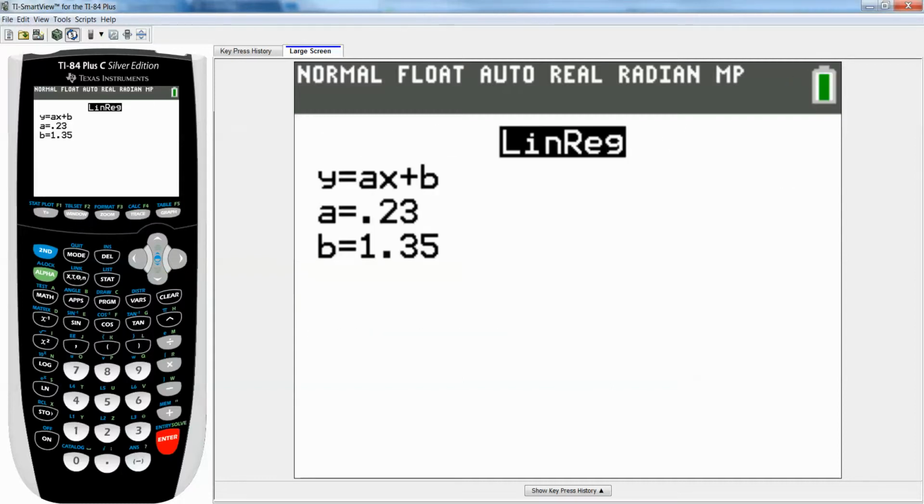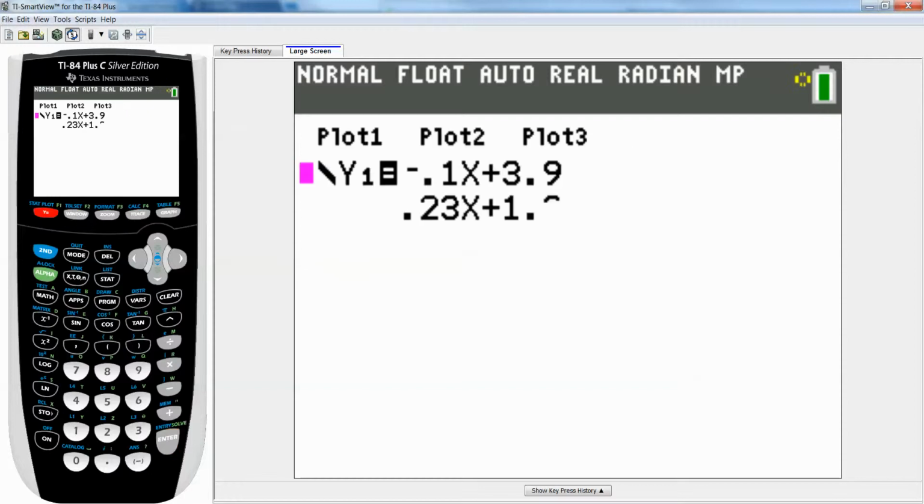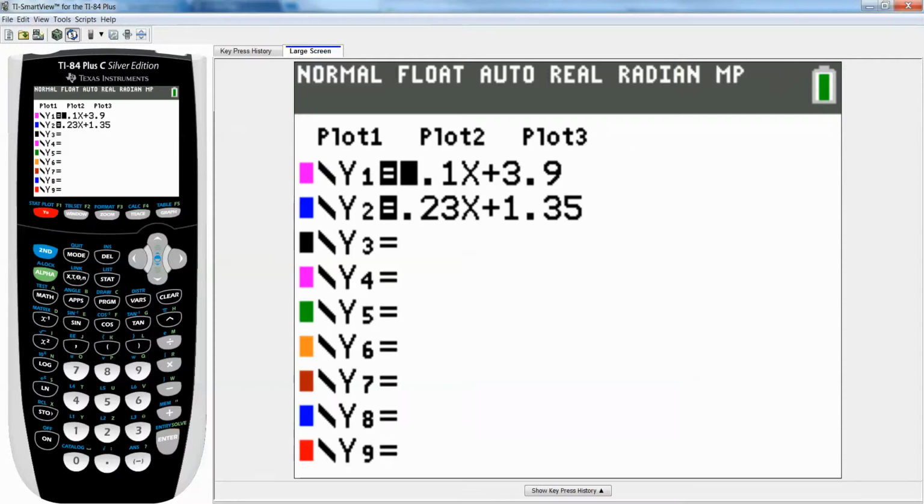And there's that one. Now if I go back to y equals, you can see that it took away my old equations that I had in here and put in the new ones. There's the landline right at the top, and there's the wireless down at the second one. Lovely. All right, so let me type those up somewhere in our worksheet here.